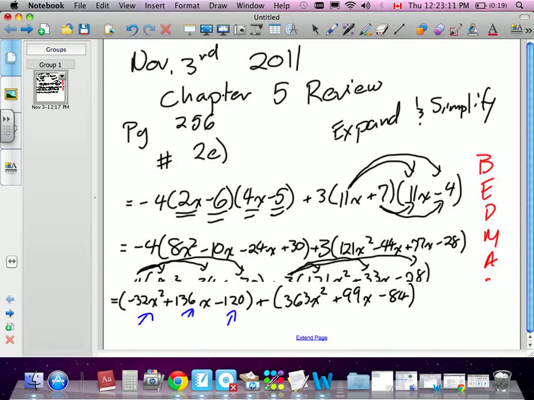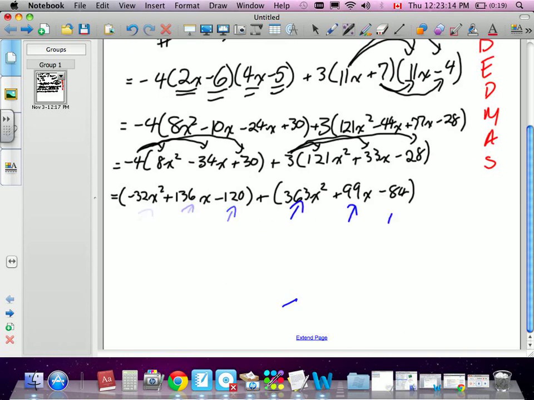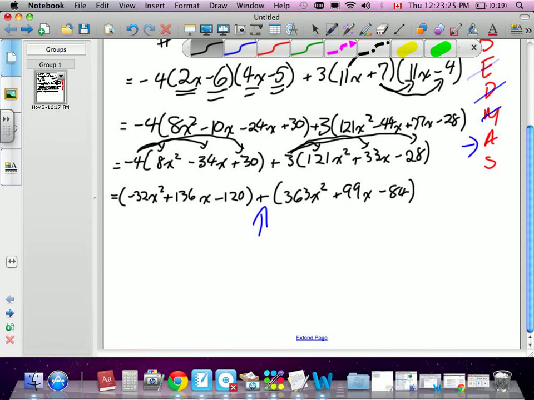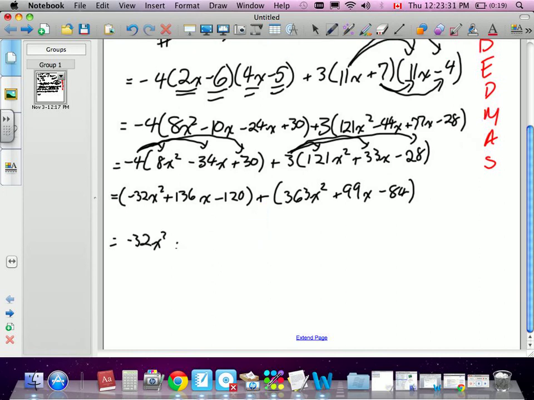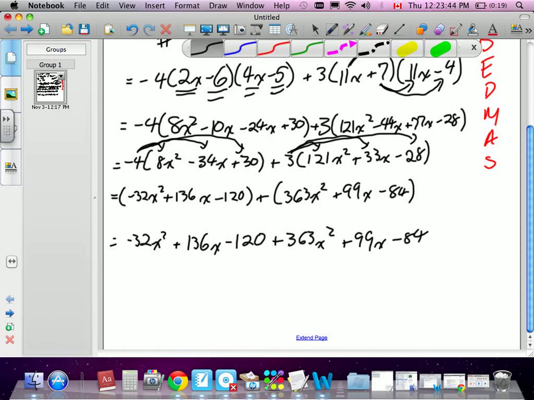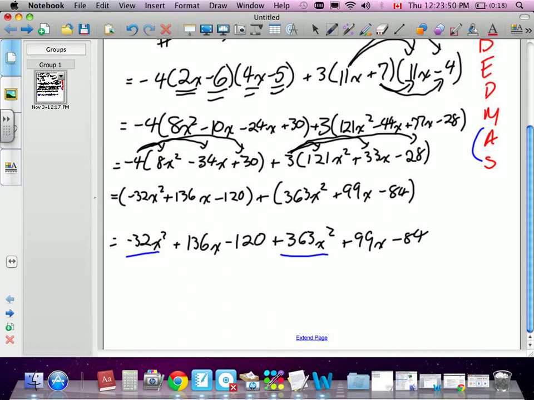Again, we look at our brackets. That's our first step of BEDMAS. These are still 3 different terms. I still can't simplify them. So I can't do anything with brackets, there's no exponents, no division, no multiplication, addition. We need to add these brackets together. So I'm going to drop the brackets, and we're going to try to collect our like terms. So I have negative 32x squared plus 136x minus 120 plus 363x squared plus 99x minus 84.